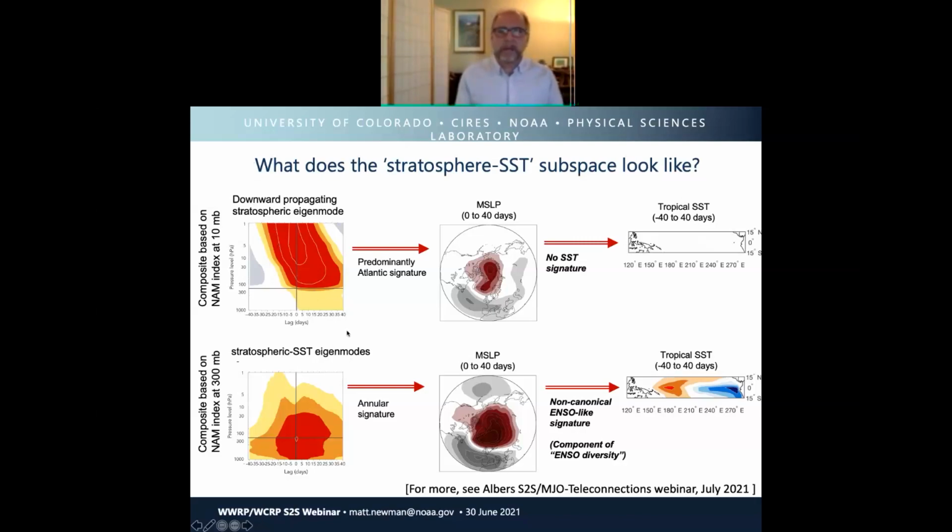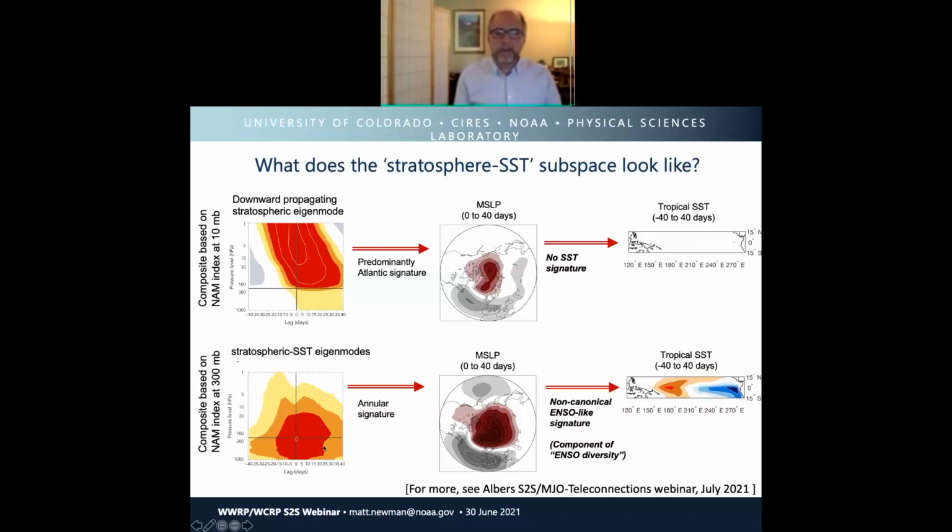And you get this descent of, in this case, height anomaly, on average, on the NAM index. And that's associated with this kind of sea level pressure anomaly. I like to call it NAO-like, although maybe that's not entirely appropriate. And alternatively, if you do a composite on the NAM index at 300 millibars, essentially at the tropopause, one gets a somewhat different picture. You see some of this descent, but it's a lot weaker.